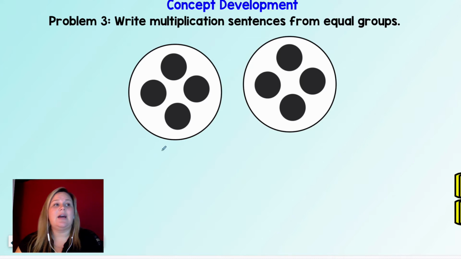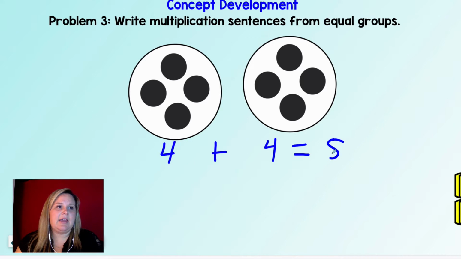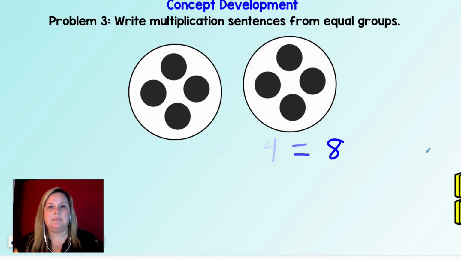Okay, so when I look at this, the repeated addition sentence I would have would be 4 plus 4 equals 8, because both groups have 4 in them, and then 4 plus 4 equals 8.